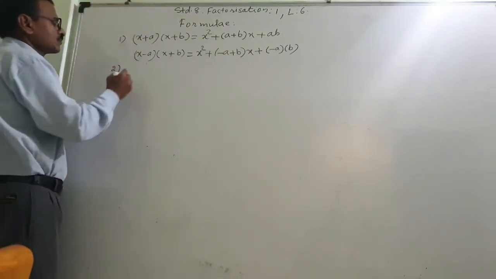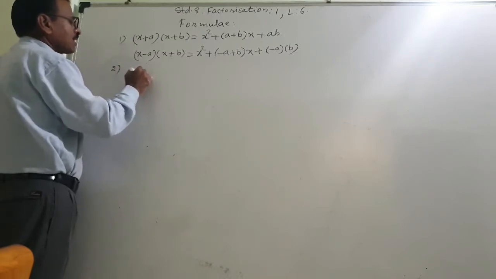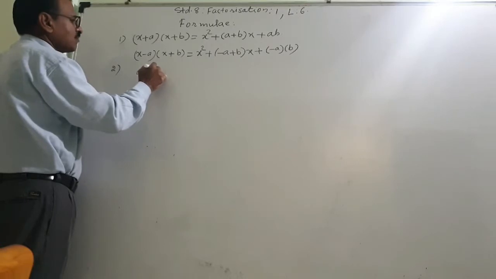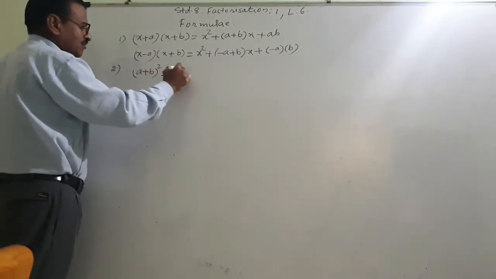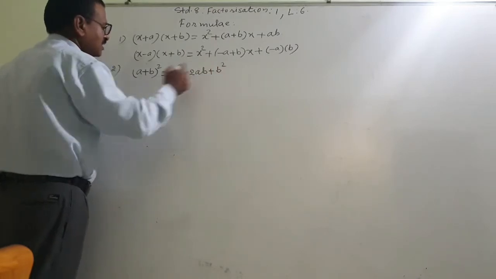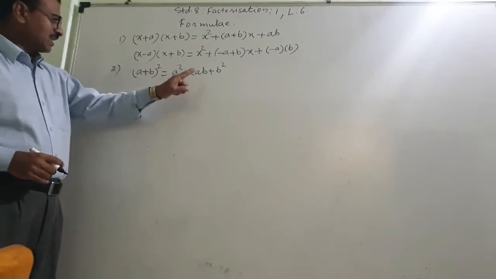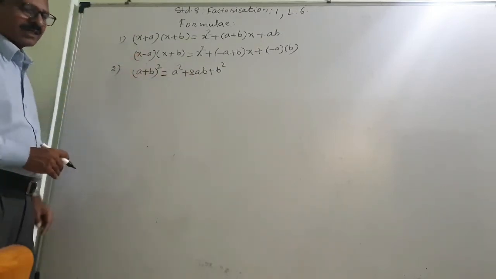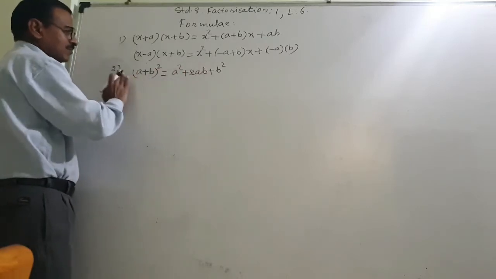Number 2, (a + b) bracket square. This formula also we should know. (a + b) square is equal to a square plus 2ab plus b square. This is the expansion formula. If this is like this, then from that I can take this. That is also the expansion and the factorization will be this.